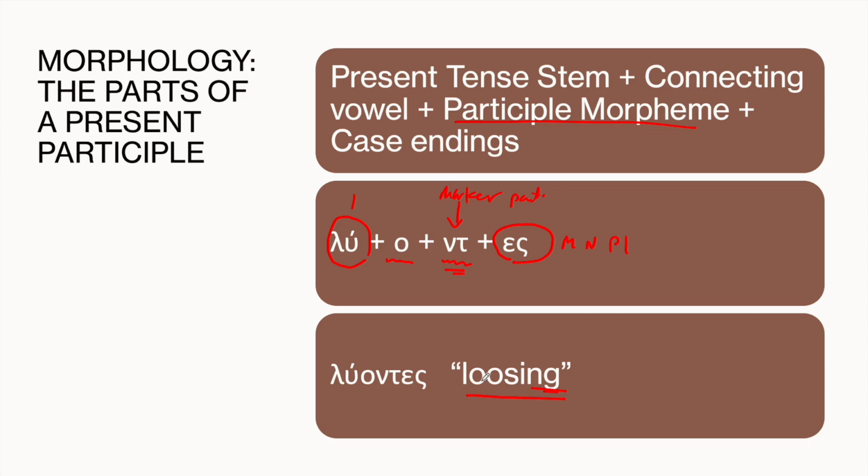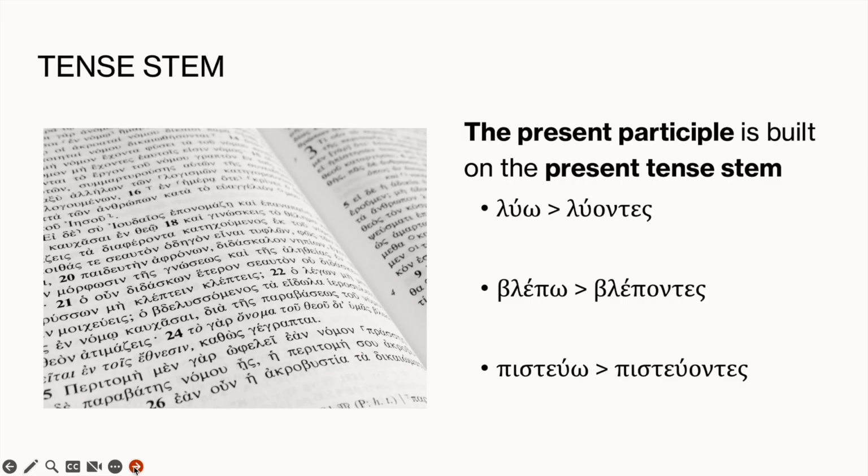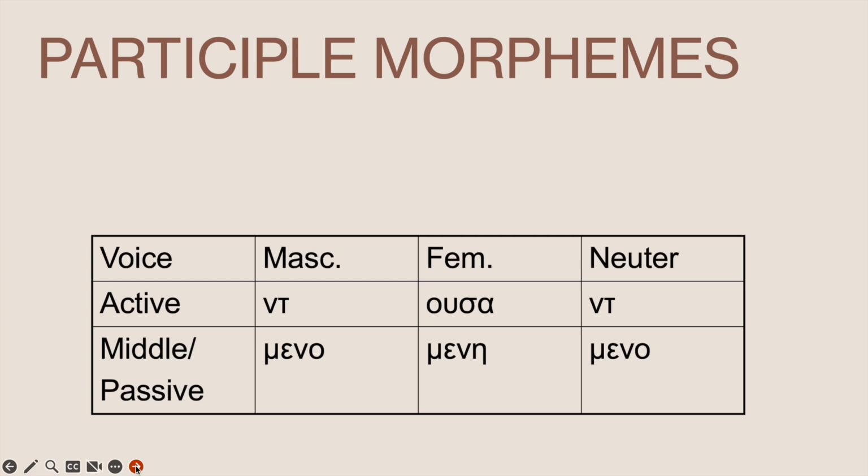Luontes, loosing. So let's walk through the pieces of the puzzle here. First thing is that the present participle is built on the present tense stem. So we have luo, I loose, luontes; blepo, blepontes; pisteuo, pisteuontes. Next, there's the connecting vowel, which is always an omicron. And then we have what's called the participle morpheme. This is that tiny little marker that goes after the verb stem and connecting vowel and prior to the endings to indicate that it is a participle.